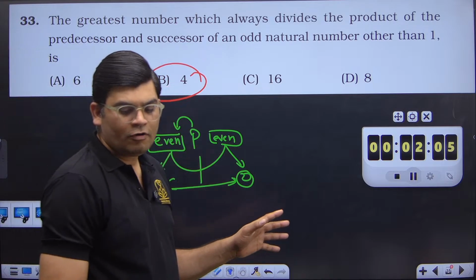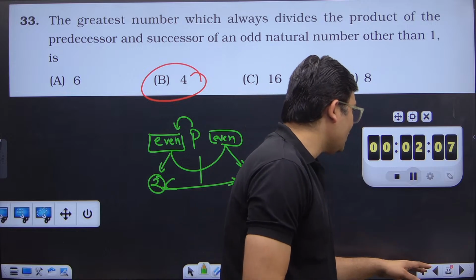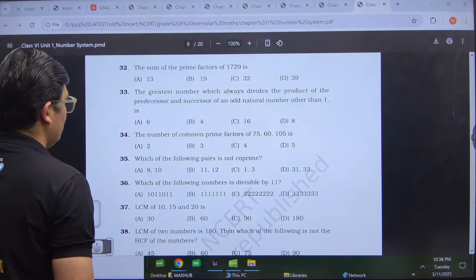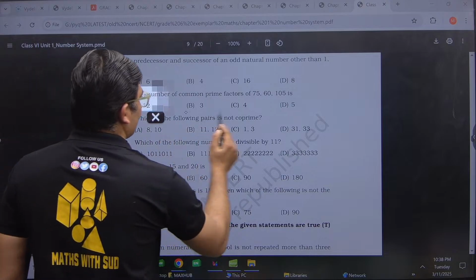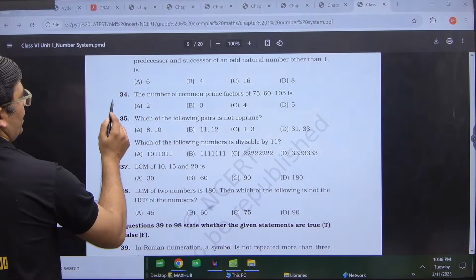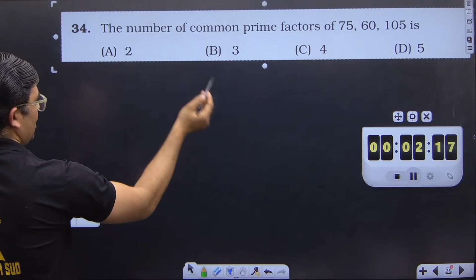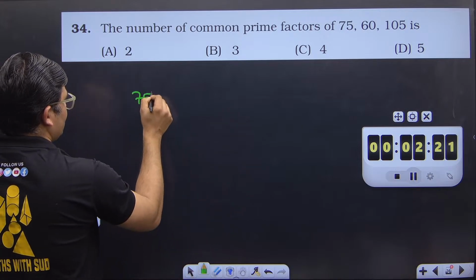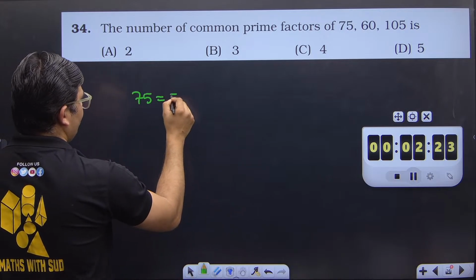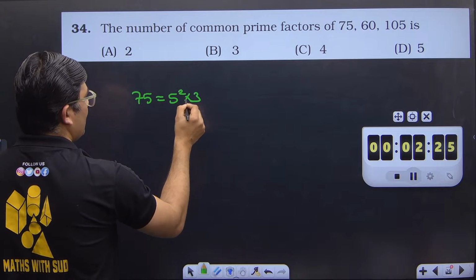So the questions of these exemplar are very good. The number of common prime factors of 75, 60 and 105. So you have to do prime factors. So 75 is 5 square into 3.